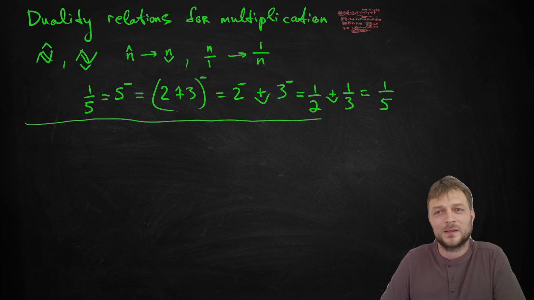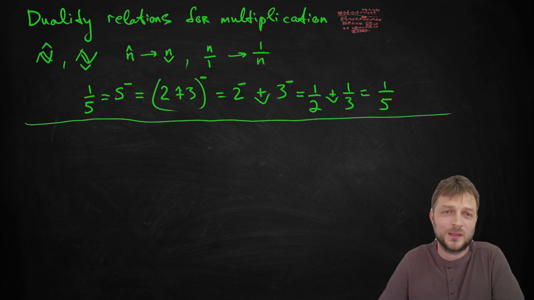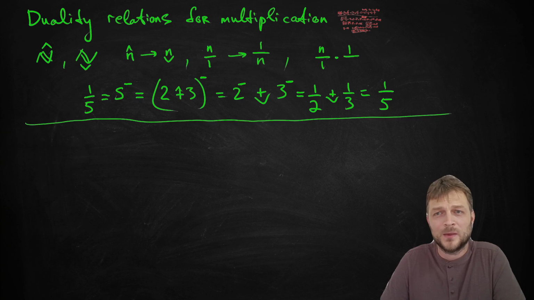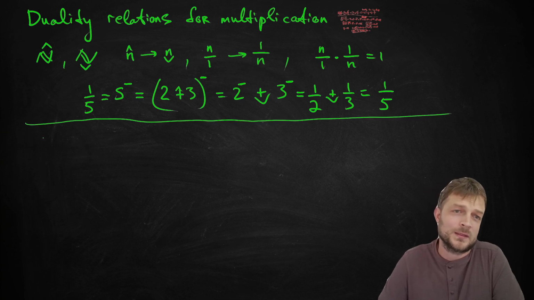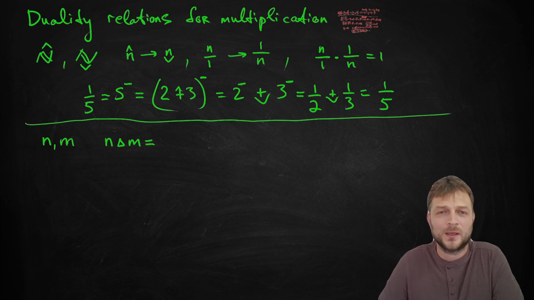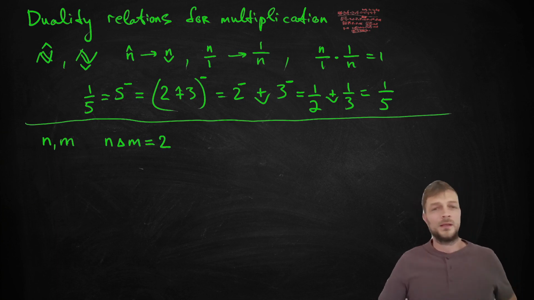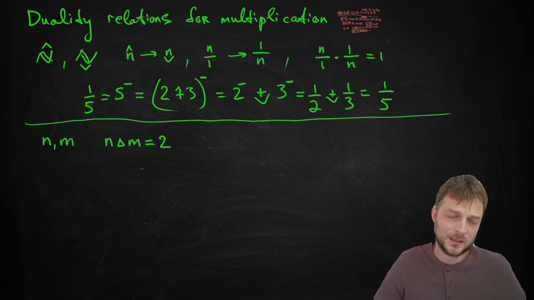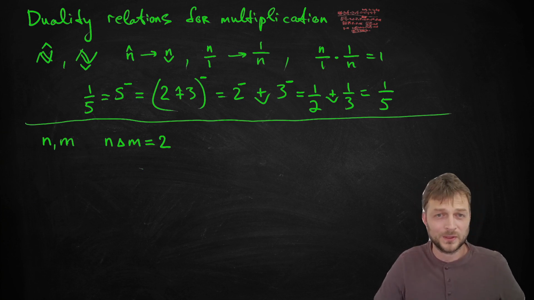Let's see how this looks in terms of the multiplication operation. The dual number for addition is such a number that n over 1 multiplied by 1 over n is equal to 1. In our case, two numbers n and m are dual when n triangle m equal 1, in our case 2. So in this case, n and m are dual, or inverse of each other.